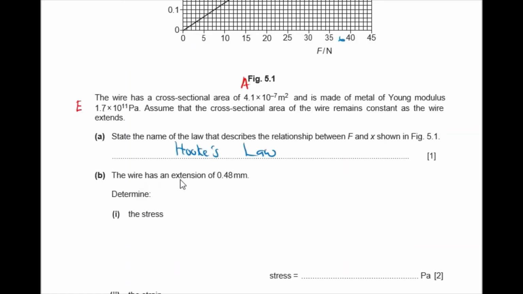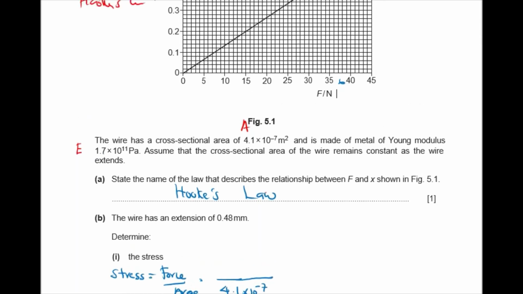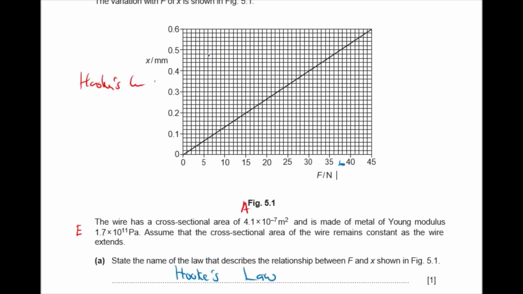B. The wire has an extension of 0.48 mm. Determine the stress. So stress equal to force per unit area. The area is given, 4.1 × 10^-7. So we have to determine the force. From the extension 0.48, somewhere around here, we can determine the force from the graph.